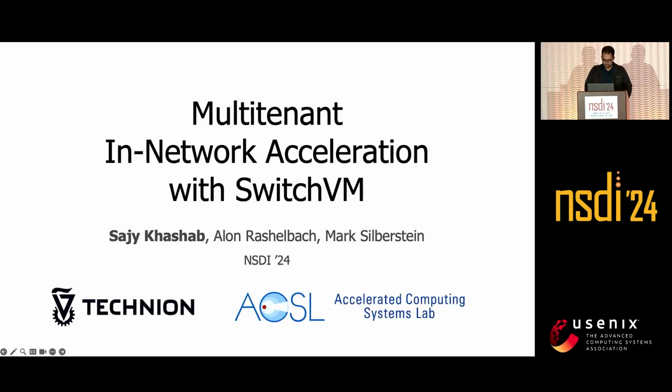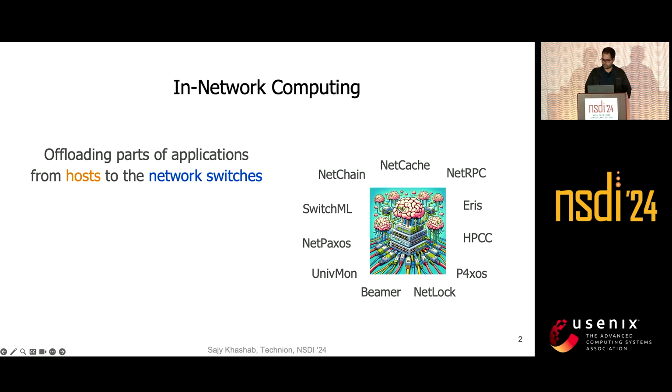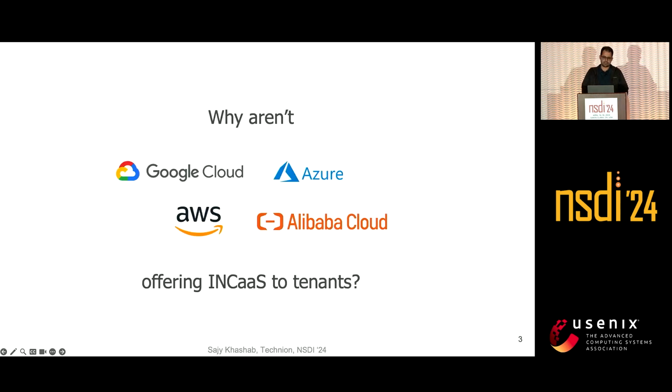Okay, so I guess you would be familiar with network computing, which is offloading parts of applications from hosts to the network switches, with quite a few instances from recent years showing improvements to application performance. Given that, why aren't major cloud providers offering network computing as a service to their tenants?